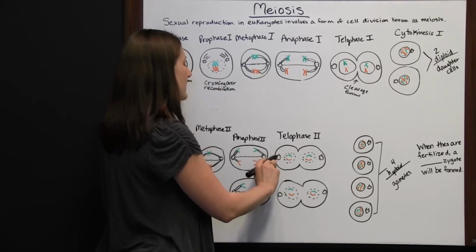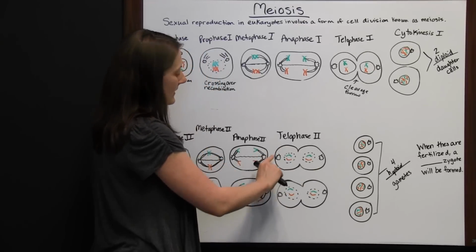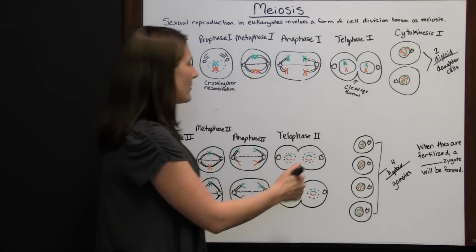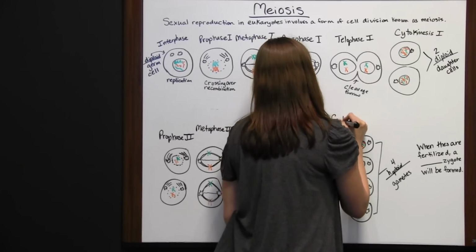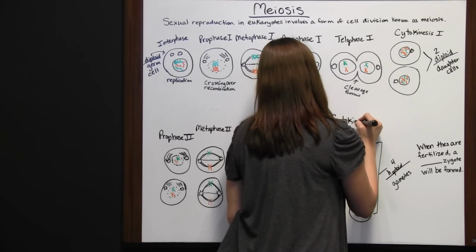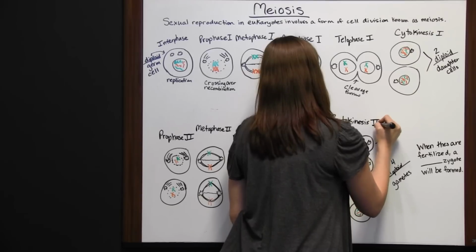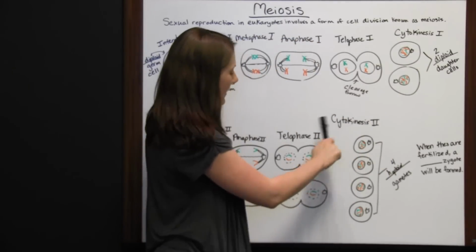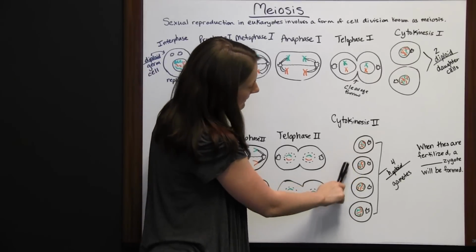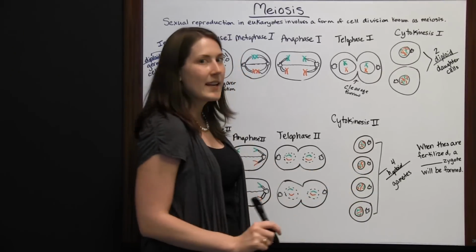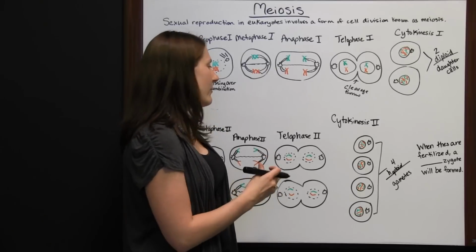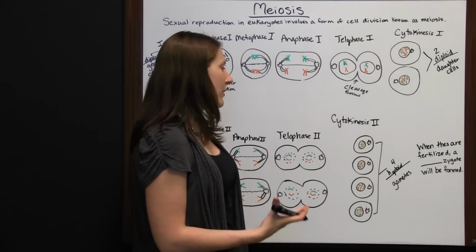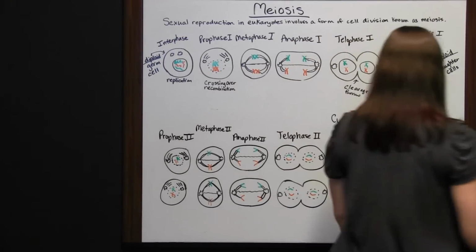Your centrosomes have separated to the opposite sides still, and the microtubules have retracted. And then we go to cytokinesis 2, which is where the cytoplasm divided between these two new cells and these two new cells, and now we've got 4 haploid gametes, which means that they each just have one set of genetic information, and they're going to need a partner to be able to reproduce.